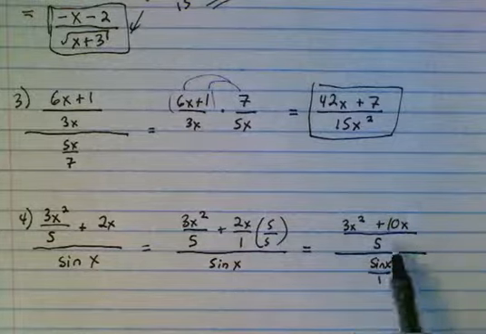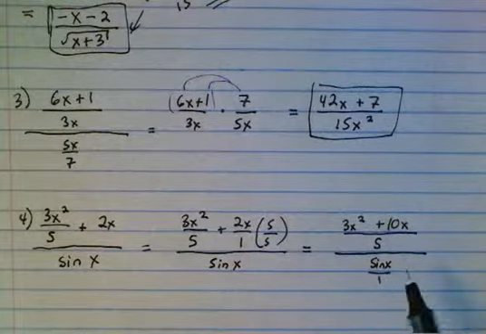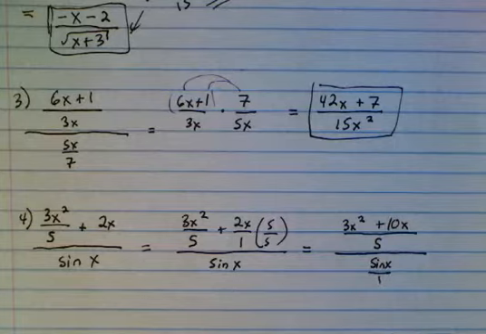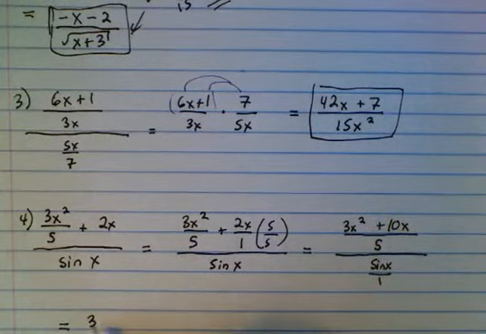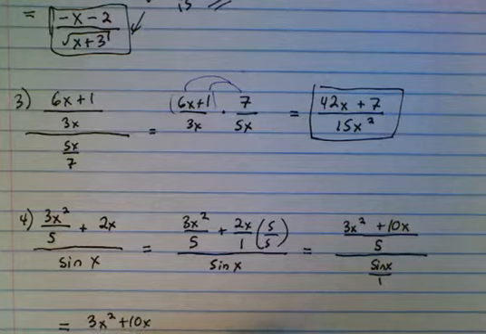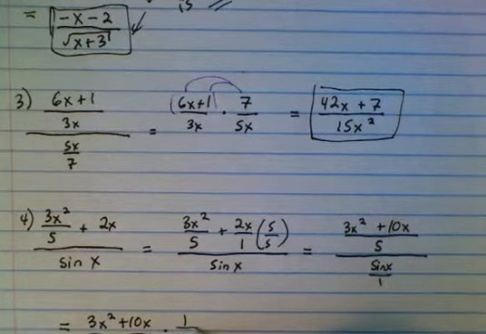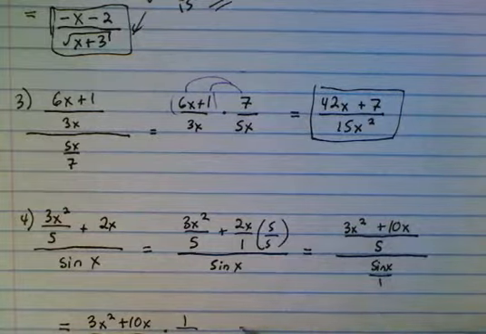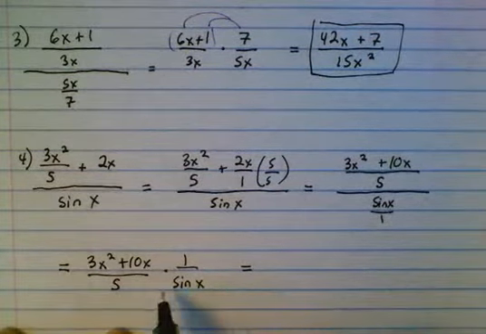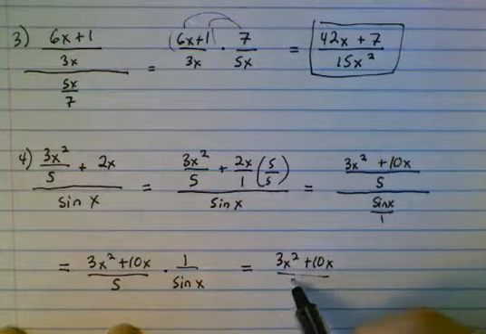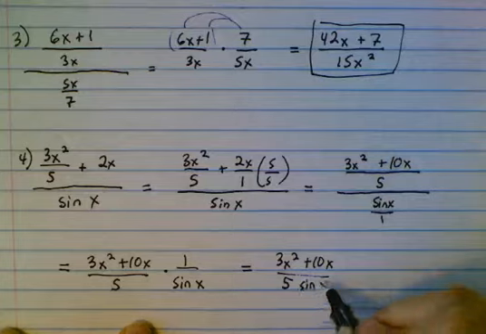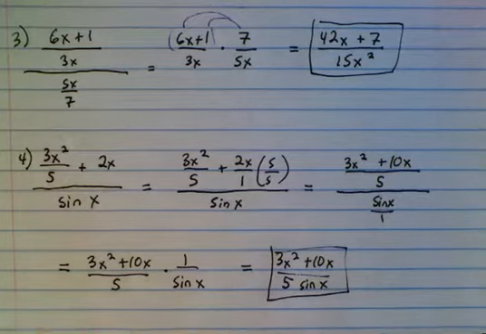At this point I have one fraction in the numerator, one fraction in the denominator. So I'm going to write this as sine x over 1, because I know that if I divide by a fraction that's the same as multiplying by the reciprocal. So it's really 3x squared plus 10x over 5 times 1 over sine x. These can just be multiplied together. Down in the denominator here, these can just be multiplied together. Voila. Typically, if you see anything that can be factored, do it.